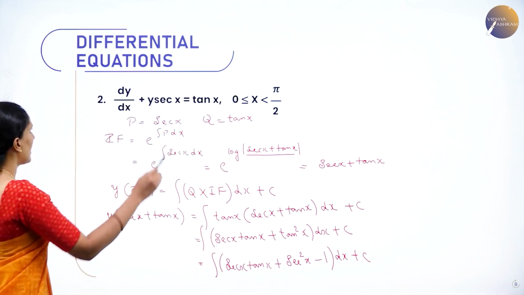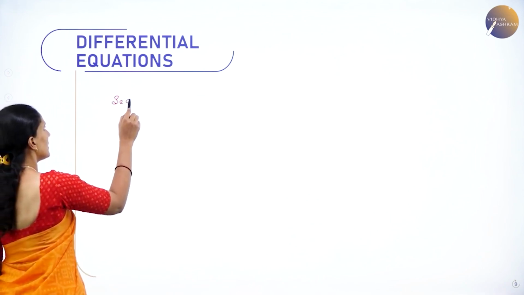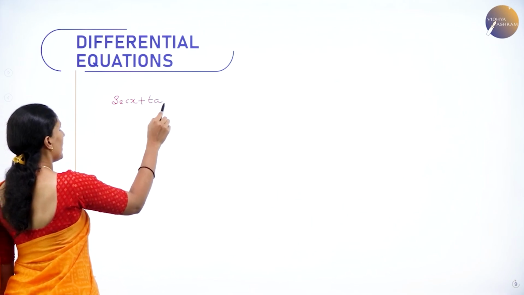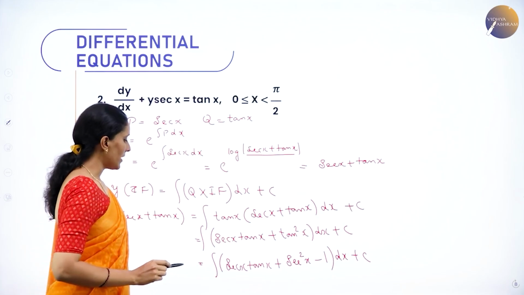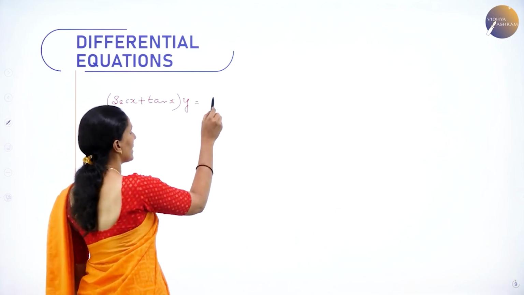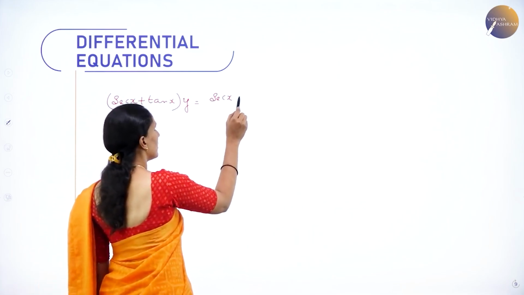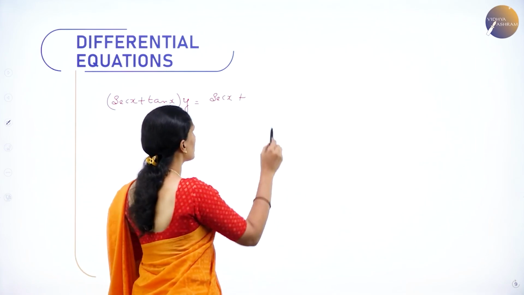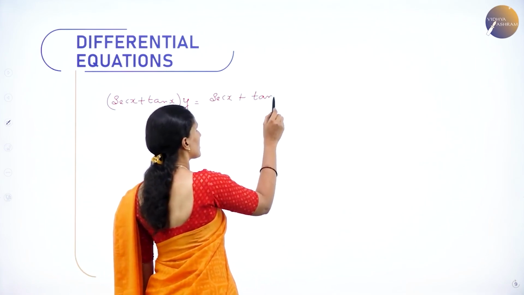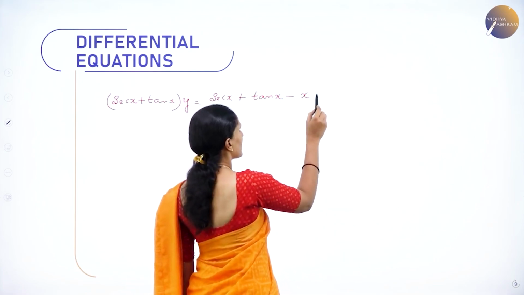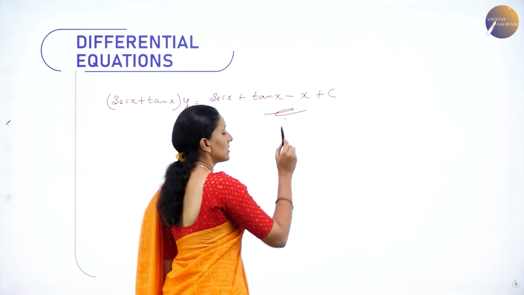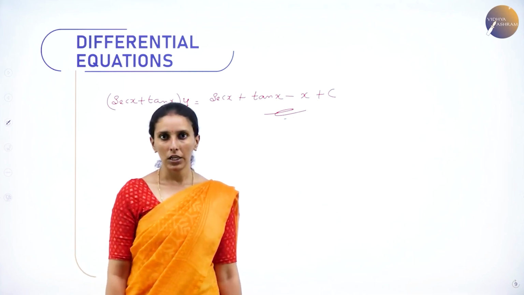Now I can write this as secant x plus tan x into y is equal to. So first, integral of secant x tan x is secant x plus integral of secant square x is tan x minus integral of 1 is x plus c. So this is the solution for the given differential equation.